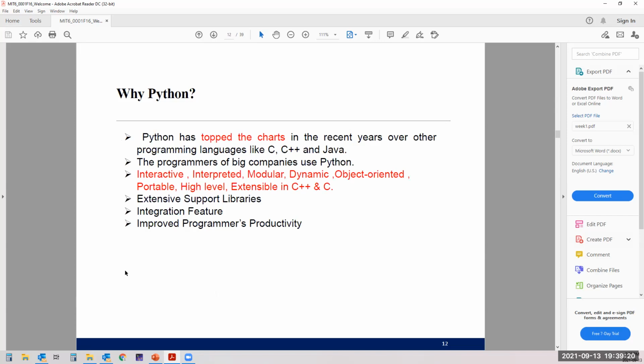Why Python? Why did the university choose Python to teach to students? Python has topped the charts in recent years over other programming languages like C, C++, and Java. The programmers of big companies are using Python nowadays, especially with machine learning and AI applications. Python is doing a great job in those areas. Interactive, interpreted, modular, dynamic, object-oriented, portable, high-level, extensible in C++ and C.